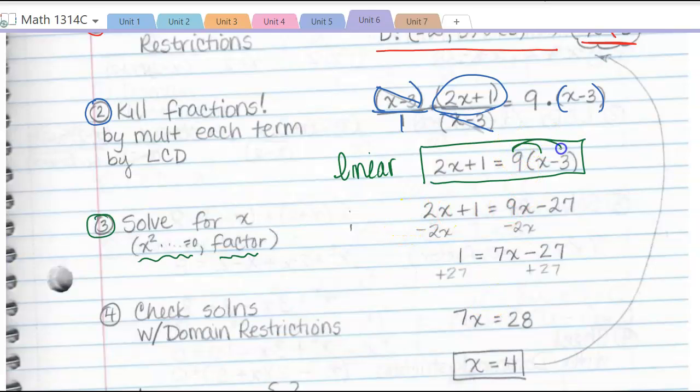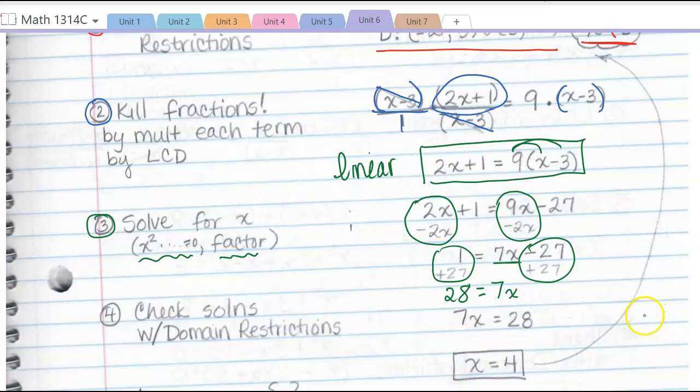I did the distributive property to get rid of parentheses, and then I need to get all the x's on one side and all the numbers on the other. Because I like positive x's, I am going to subtract 2x on the left side and subtract 2x on the right side, and we'll see that I'll only get a 1 on the left, and on the right side I will get 7x minus 27. Because the x's are already on the right side, I'm going to add 27 to both sides, and I find that I have 28 is equal to 7x.